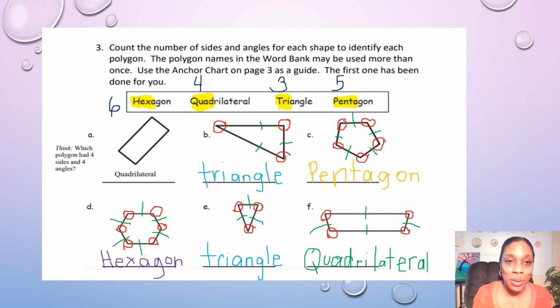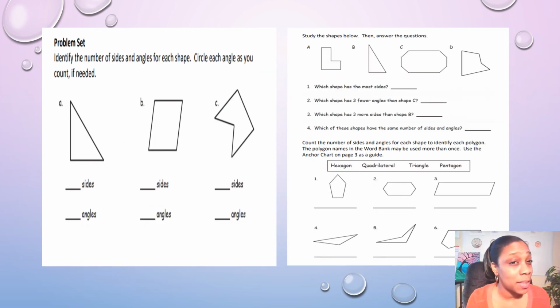Please go to the problem set of the day. Okay, I have confidence that you guys are masters of the polygon. So I want you to try the problem set on your own. See you tomorrow for day 2.